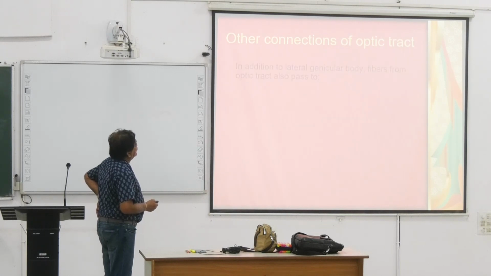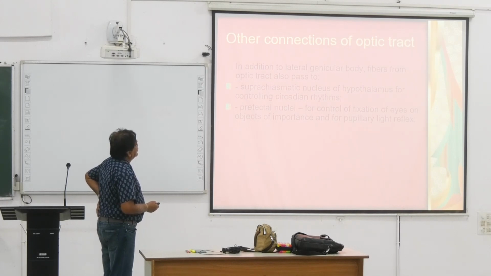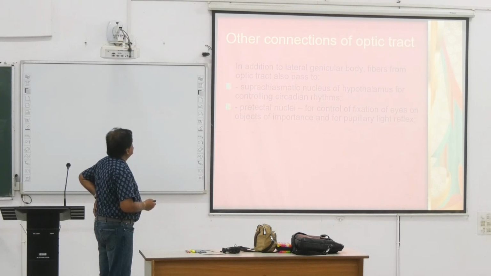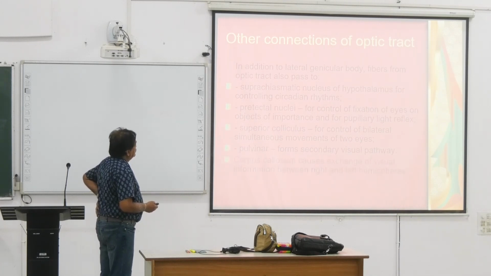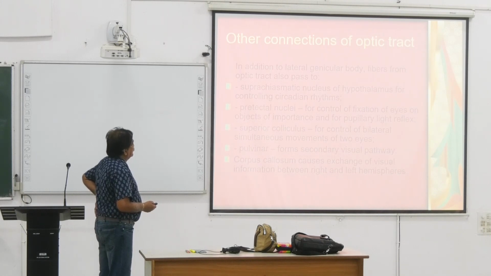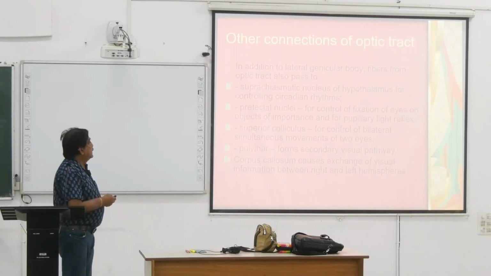In addition to the lateral geniculate body, fibers from the optic tract also pass to the suprachiasmatic nucleus of the hypothalamus for controlling circadian rhythms, the pretectal nucleus for control of fixation of the eyes on objects of importance and the pupillary light reflex, and the superior colliculus for control of bilateral simultaneous movements of the two eyes. The pulvinar forms secondary visual pathways, and the corpus callosum causes exchange of visual information between the right and left hemispheres. This part is very important.